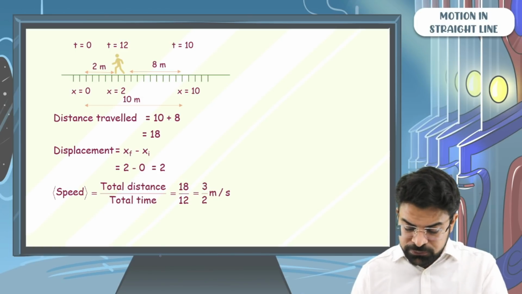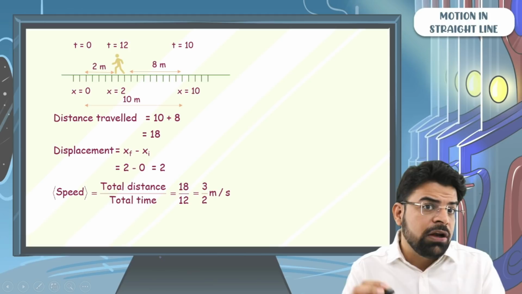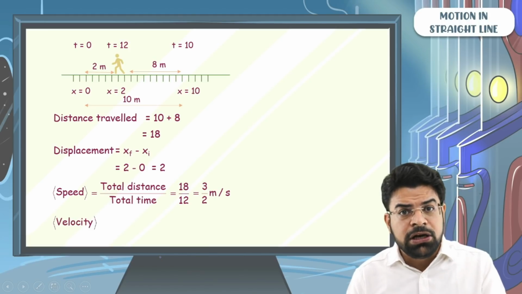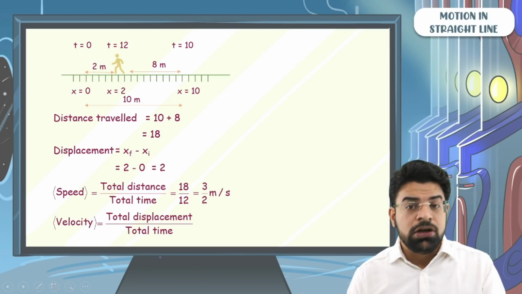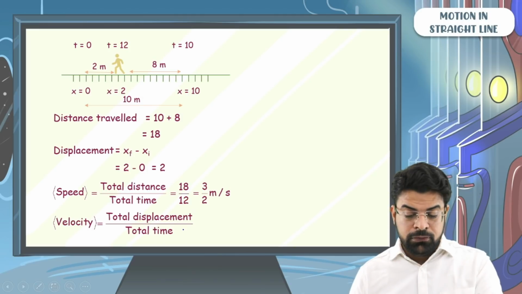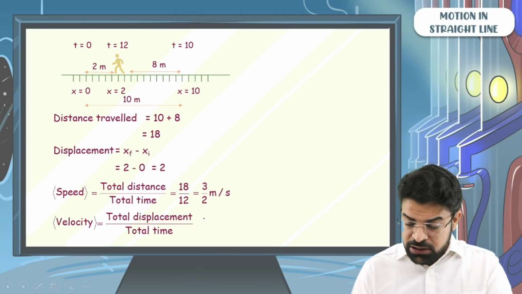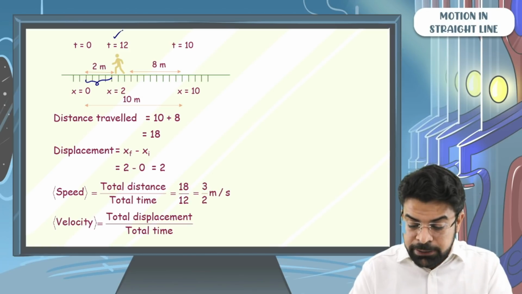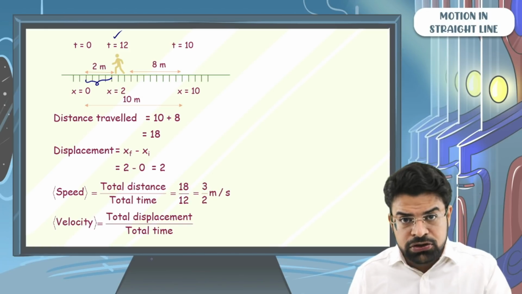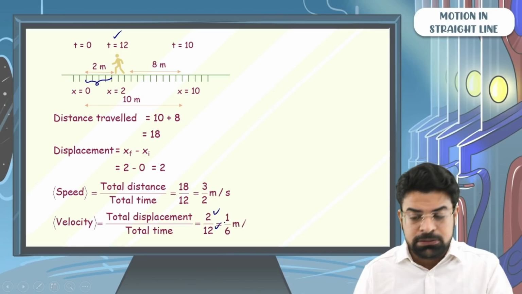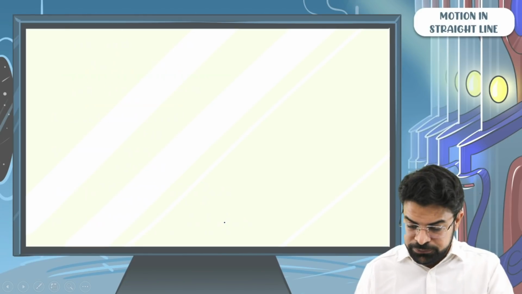Now I am asking you, what is the average velocity of this person? You will say the average velocity is nothing but total displacement by total time taken. The average velocity will be given by total displacement, which is 2 units towards the right, upon total time taken, which is 12 seconds. So the average velocity comes out to be 2 by 12, and 2 by 12 is nothing but 1 by 6 meter per second. Easy? Let's see the next example.